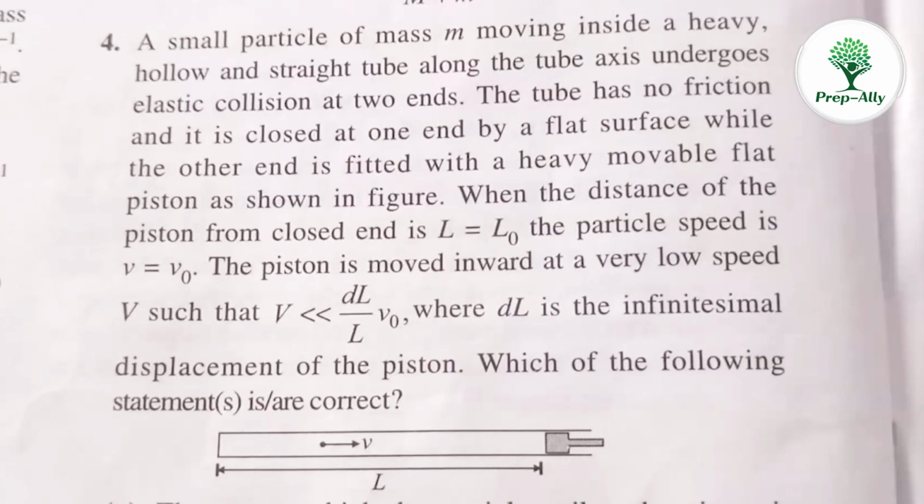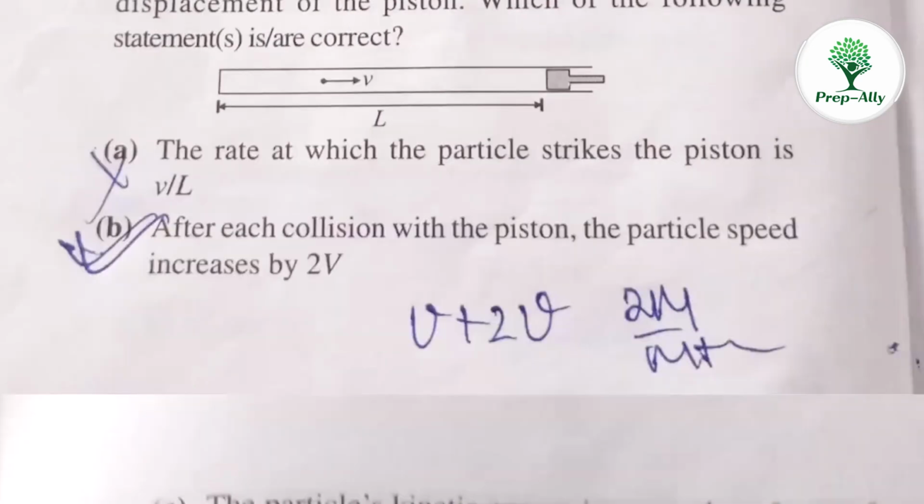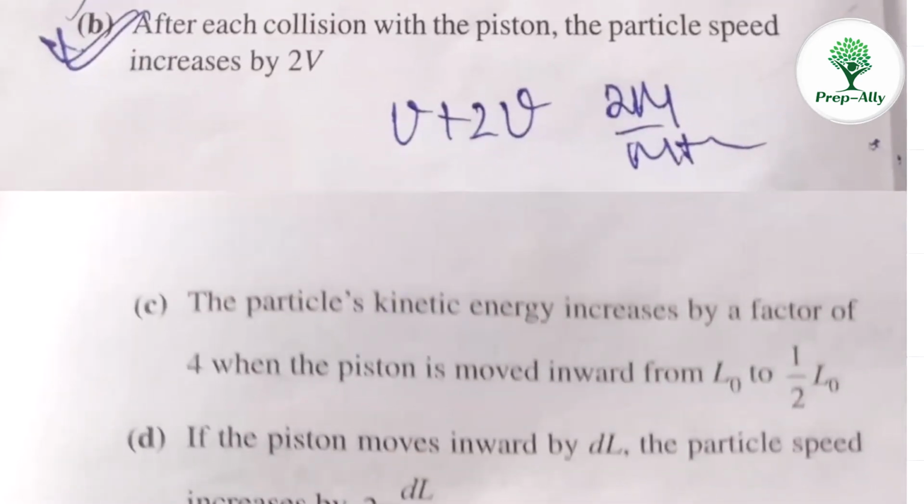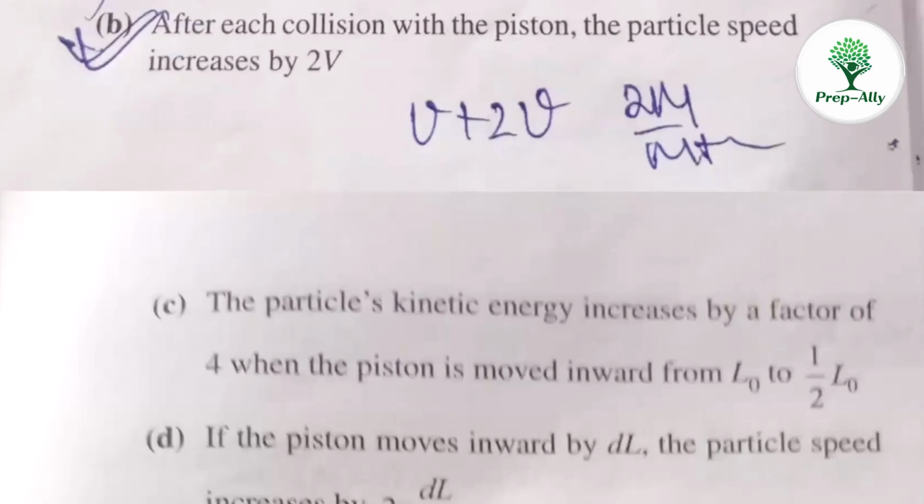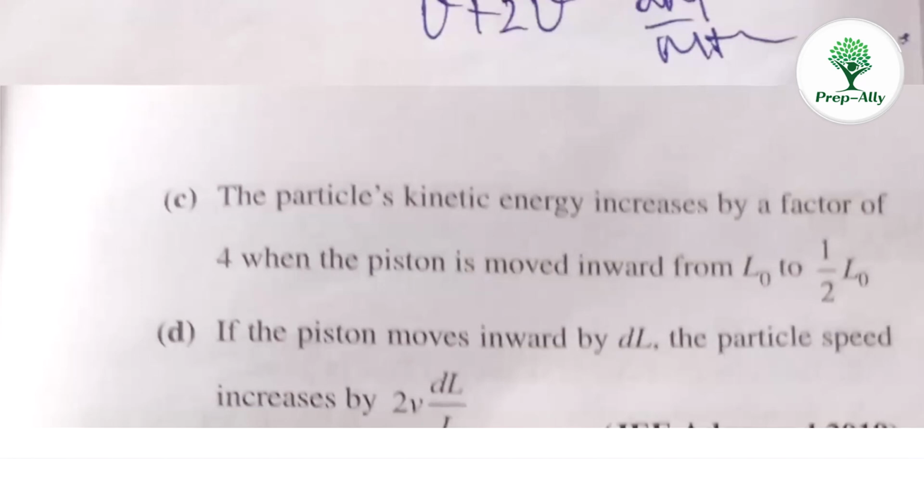Which of the following statements is or are correct? The rate at which the particle strikes the piston is V by L. After each collision, the particle's speed increases by 2v. The particle's kinetic energy increases by a factor of 4 when the piston is moved inwards from L naught to L naught by 2. And when the piston moves inward by dl, the particle's speed increases by 2v dl by L.